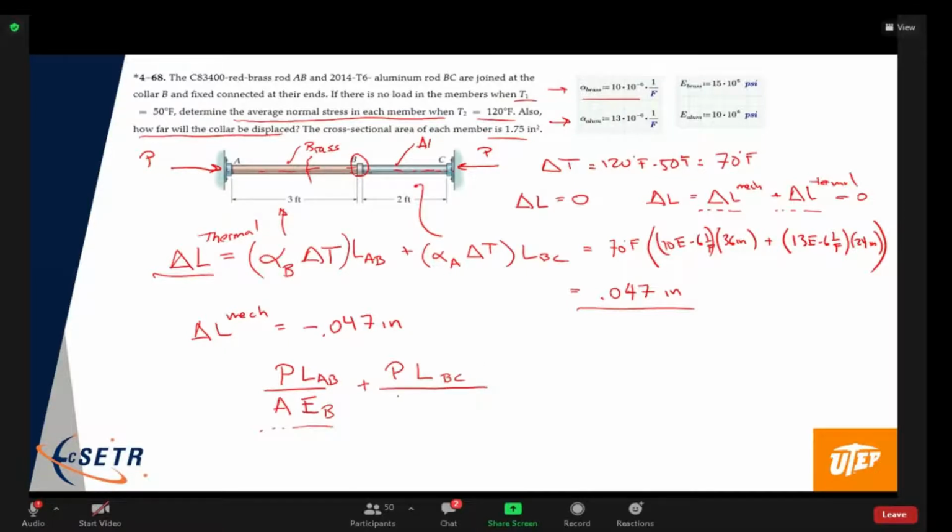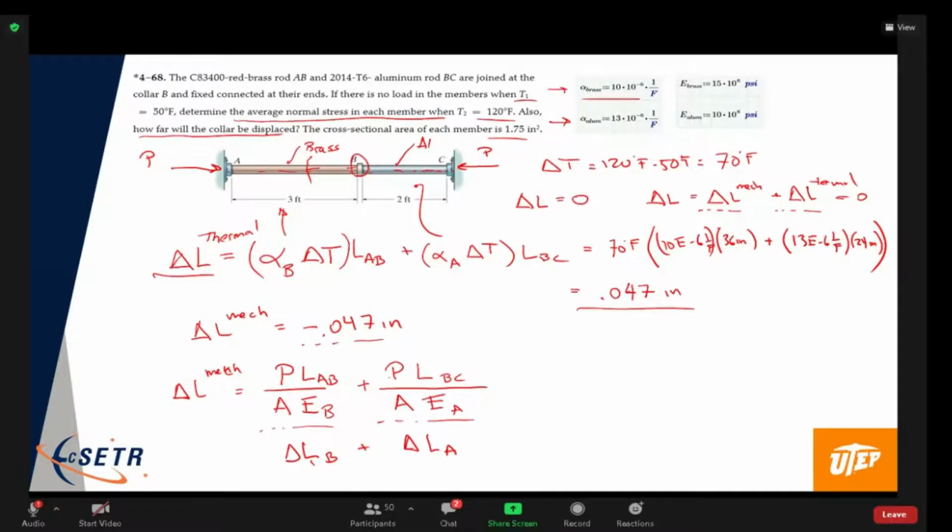And there, we're going to divide by A. It's the same cross-sectional area. And here we're going to use the E of aluminum, right? So this is the change in length of the brass. Well, let's be consistent, right? That's the change in length due to the brass plus the change in length in the aluminum section, and that is the total mechanical length change. So that's the minus 0.047 inches. That's how much it has to compress by.